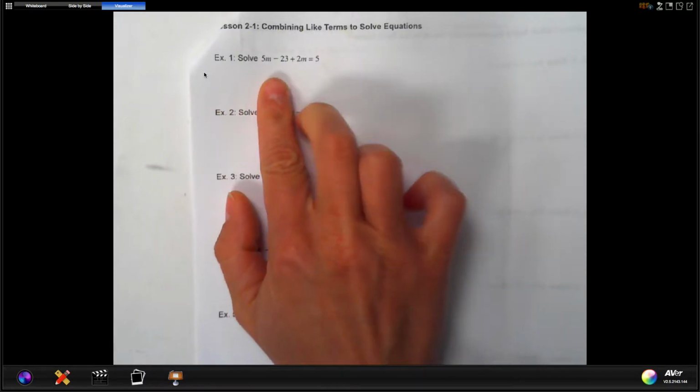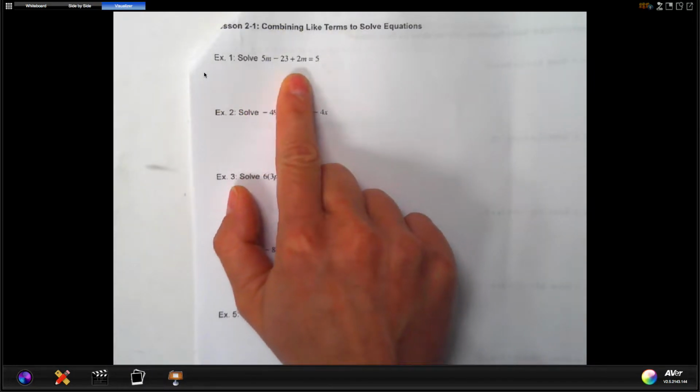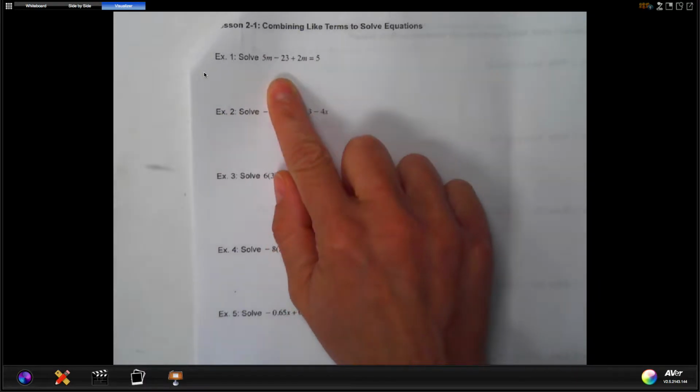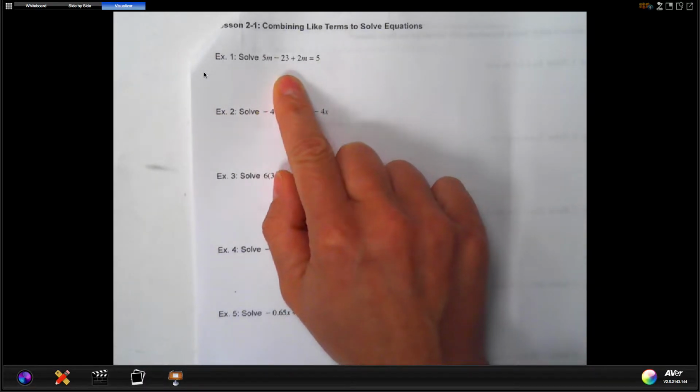So if you're in my class, I'm on the second page of our note packet, and we're going to start with example 1. Solve 5m minus 23 plus 2m equals 5. Just a reminder, you're looking to make sure that you have the same variable, so we have m, there's not any other letter in there, and an equal sign, and then we know that we can solve this equation for the variable. Before this, we only had one spot that the variable was located. Now we've got two. So the first step in this is to put those together.